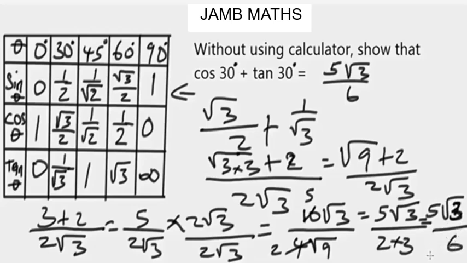So this is the same thing as what we have here. This is basically how you can show that cos 30 degrees plus tan 30 degrees equals 5 root 3 over 6. It's as simple as that, guys. You can do this with problems involving special trigonometry angles, which are cos, sine, and tan of 30 degrees, 45 degrees, and 60 degrees respectively, to solve problems involving right angle triangles without the use of a calculator.